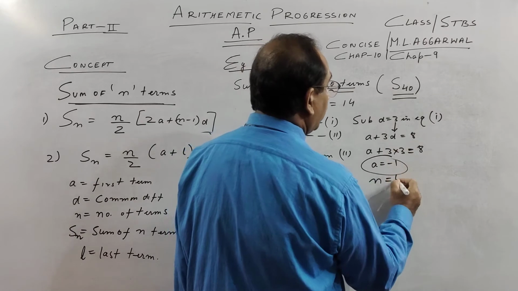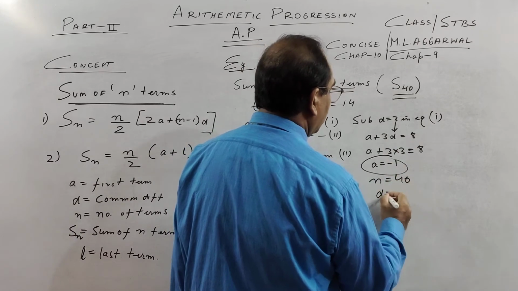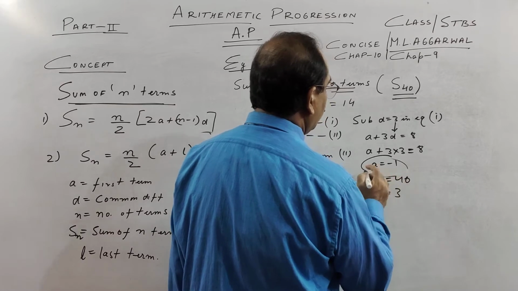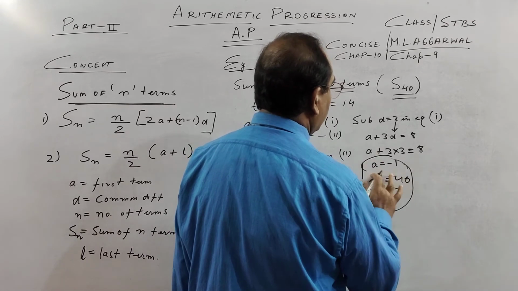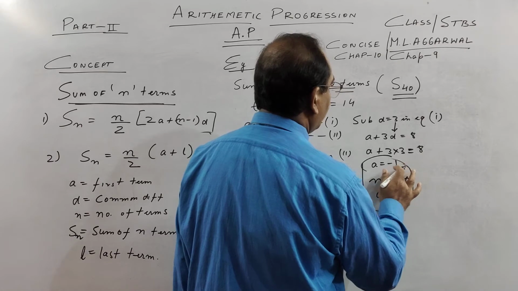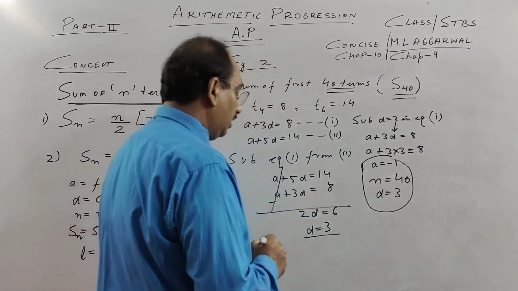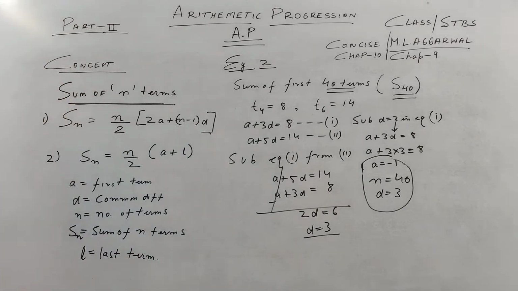So we got a, and finally what we have to use is the number of terms. How many? The sum of 40 terms we have to find, and d is 3. So this is what we have, children. We have to use this and find the sum of 40 terms. a is minus 1, n is 40 and d is 3. So kindly pause the video and copy, then I will find the sum of 40 terms.